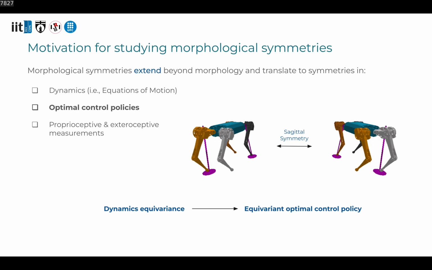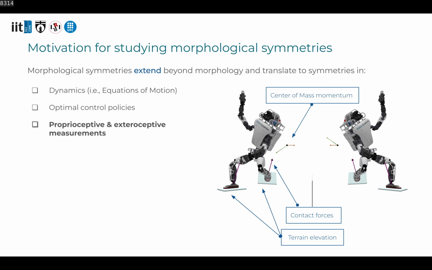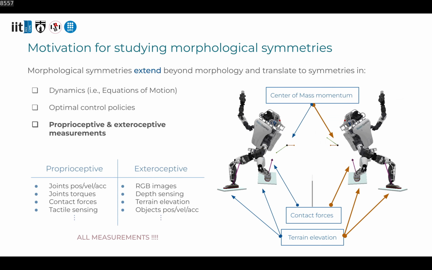Lastly, morphological symmetries extend to all proprioceptive and exteroceptive measurements. This implies that for any set of data measurements that we obtain from our robot or from the environment, there exists a set of symmetric measurements we can infer with no additional cost. This property applies to all relevant measurements in the fields of robotics, computer graphics, and computational biology.